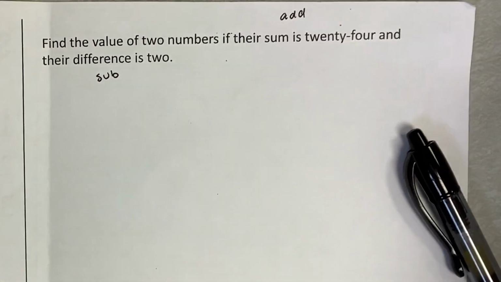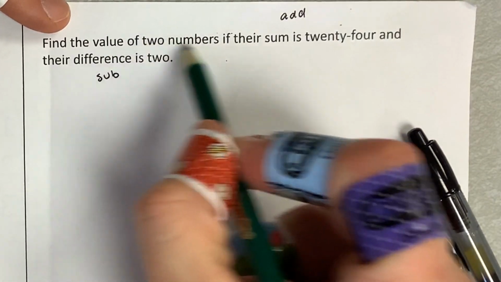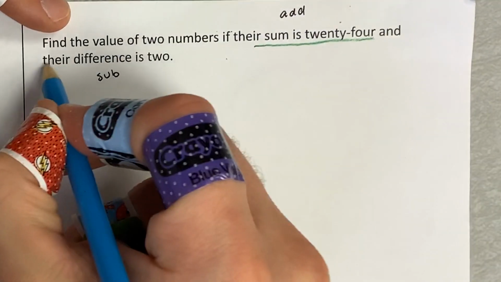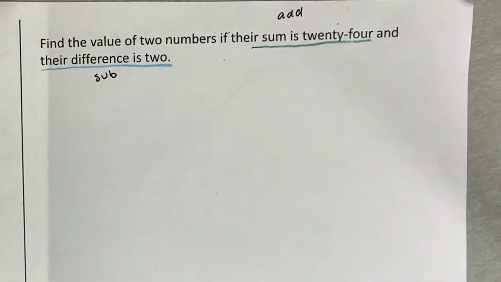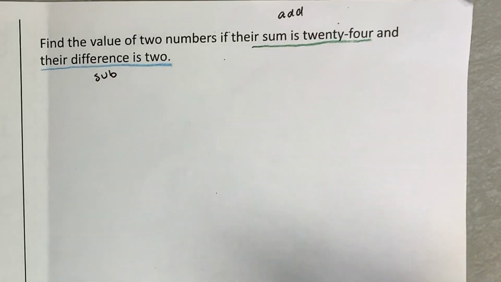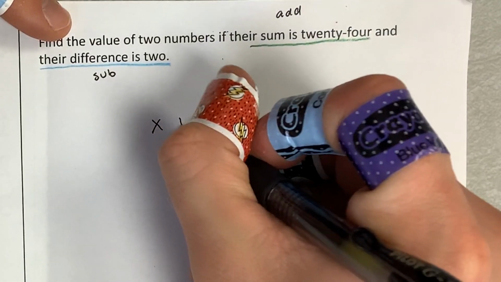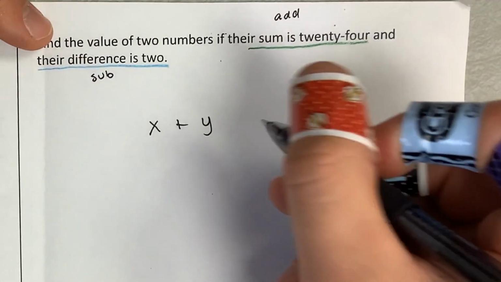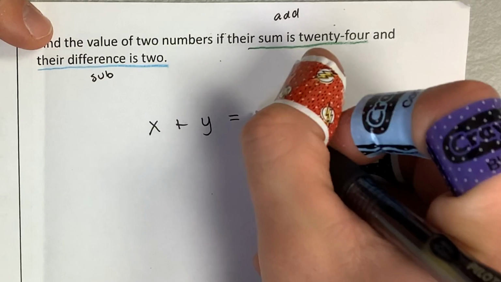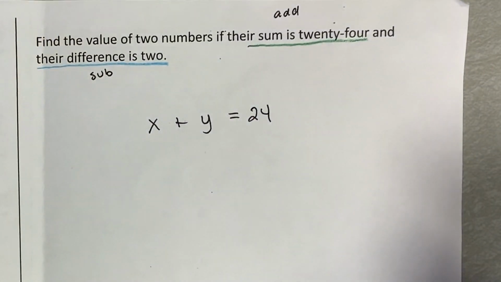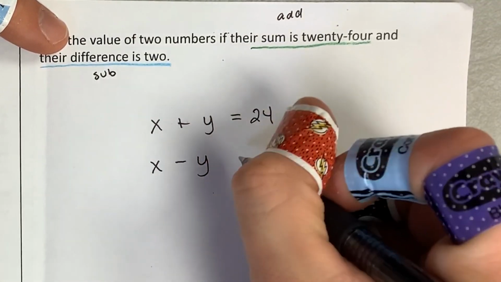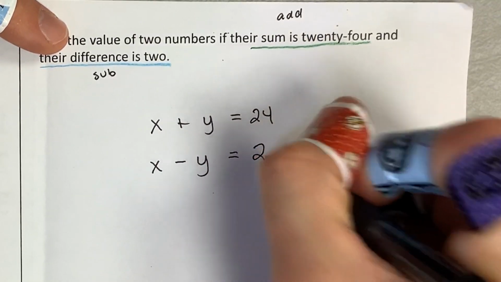So let's just write this through. Their sum is 24. That's the first situation. And their difference is 2. That's the second situation. This one won't be too bad. So I got one number plus another number. I don't know what they are, so I'm just going to use X and Y because I like X and Y. If I add them together, the sum is 24. That's my first situation. My second situation is the difference. So I'm going to take my first unknown number and subtract the other unknown number, and the difference is going to equal 2.